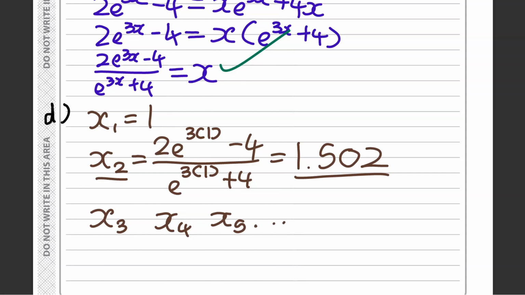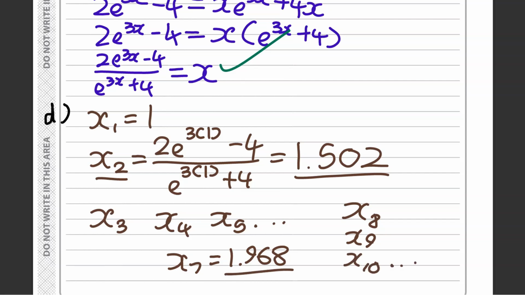And what you're going to do is keep doing this until the value that you get out to 3 decimal places doesn't change. It doesn't matter how many more times you press equals, it converges to the same value to 3 decimal places. And what you find if you keep doing this is that x7 is equal to 1.968 to 3 decimal places, and it doesn't matter how many more times you press equals, x8, x9, x10 and so on, they are all still equal to 1.968. So therefore beta to 3 decimal places is 1.968, and that's the value of beta.